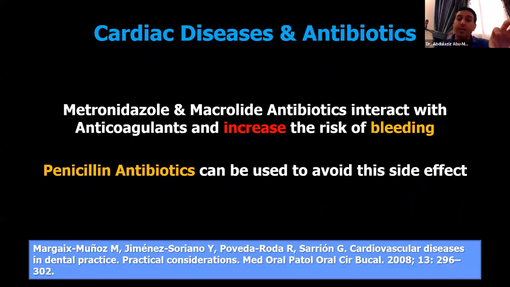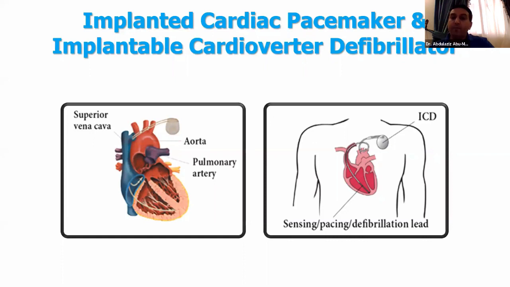So if I want to summarize the cardiac patient, you need a stable condition. For local anesthesia, the maximum is 0.04 milligram of epinephrine. For analgesics, go with paracetamol. If you're going with antibiotics, penicillin is the best choice. Now, regarding the cardiac disease case, I added something related to our profession. We have the pacemakers and the defibrillator.